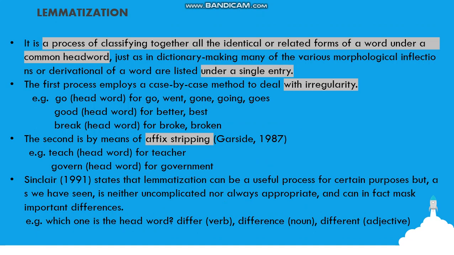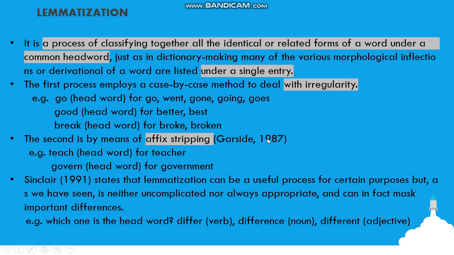The first type is lemmatization. As I highlight on the slide, lemmatization is a process of classifying together all the identical or related forms of a word under a common head word. It means that it is important for you to know those identical or related forms and then identify the head word. So there are two ways to do that.